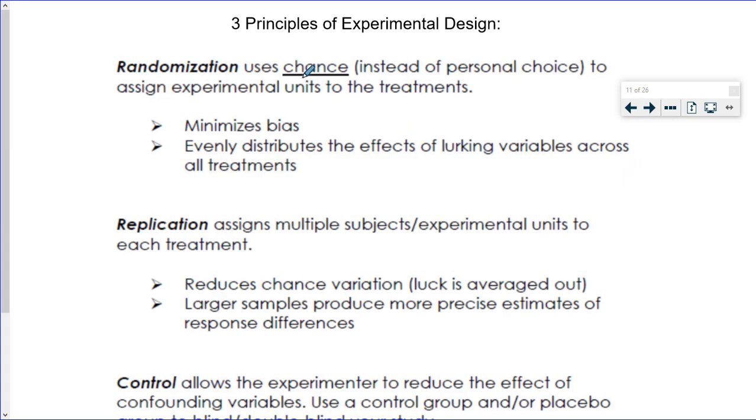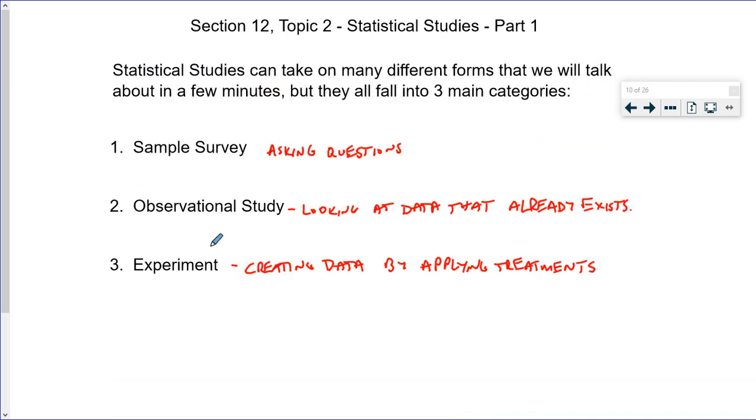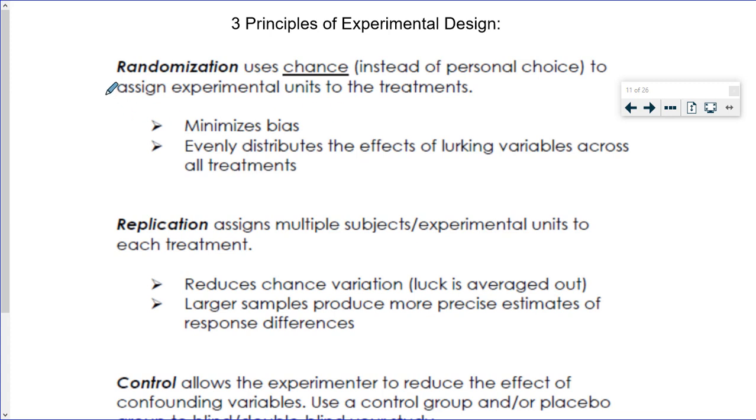Now, when you are doing experimental design, you need to have these three principles in mind. First, randomization. So we're talking about creating an experiment here, the last one that we just talked about, experiments. First thing, randomization. We use chance instead of personal choice to assign experimental units to the treatments. Now, what this says is it minimizes bias. Guys, this is a vocab word. This is a word that we need to know, bias.